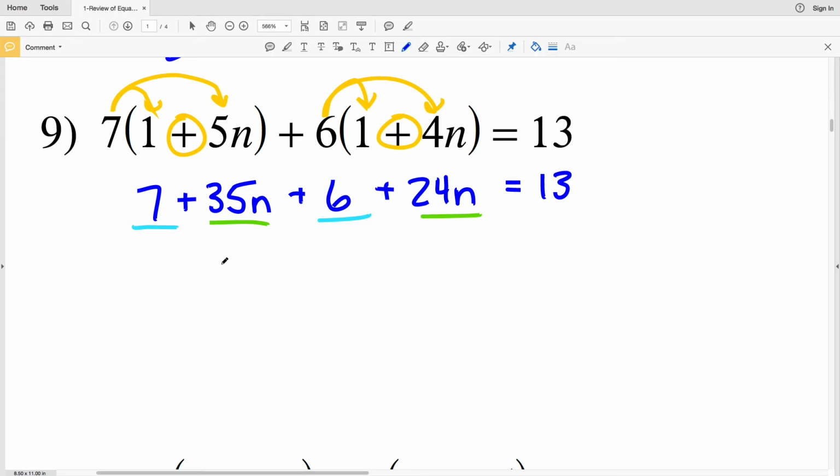Starting with the 7 and the 6, 7 plus 6 is going to give me 13. 35n plus 24n is going to give me 59n. And that is all equal to 13.